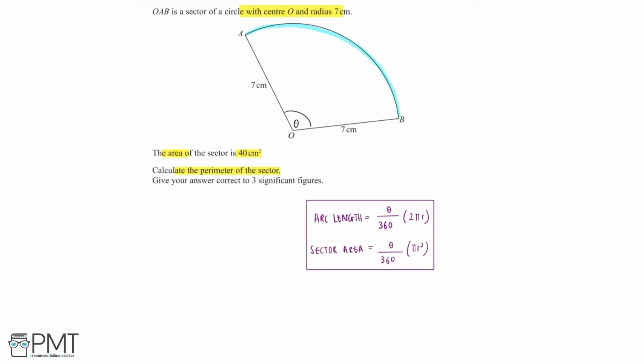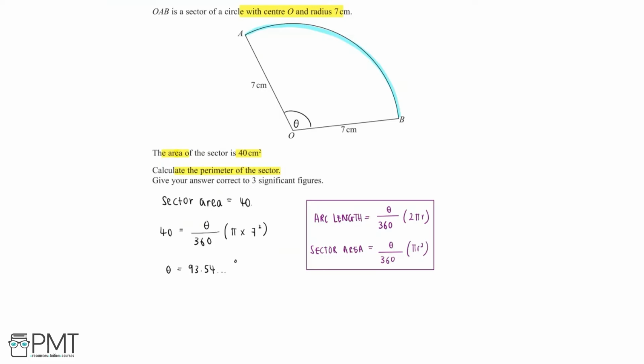Well, we're told that the sector area is equal to 40 centimetres squared. And so we can say that 40 is equal to theta over 360 multiplied by pi multiplied by 7 squared. And we did this using the formula for sector area. Well, now we can use our calculator to rearrange and to find theta. And so we've found that theta is around 93.54 degrees.